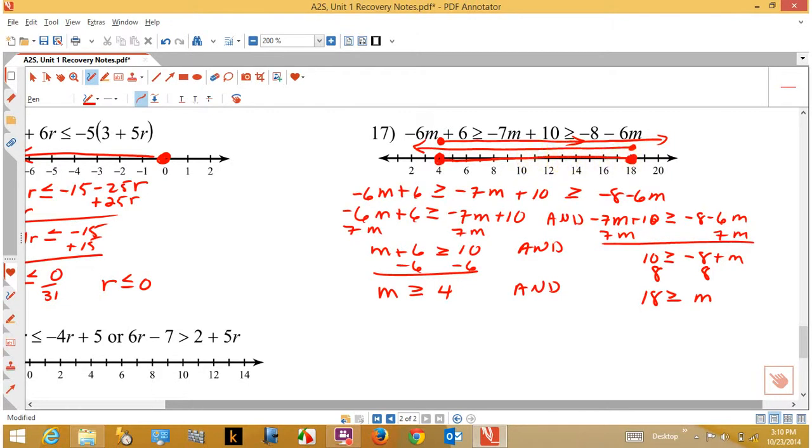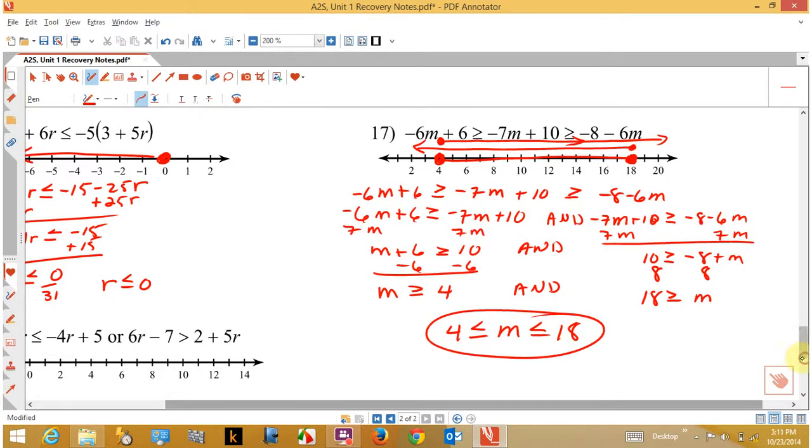So there's the graph. And I could have written this, noticing that I could put this m back in the middle by saying 4 is less than or equal to m is less than or equal to 18. So once again, I have m is greater than or equal to 4, m is less than or equal to 18. So that would be the combined way to write that.